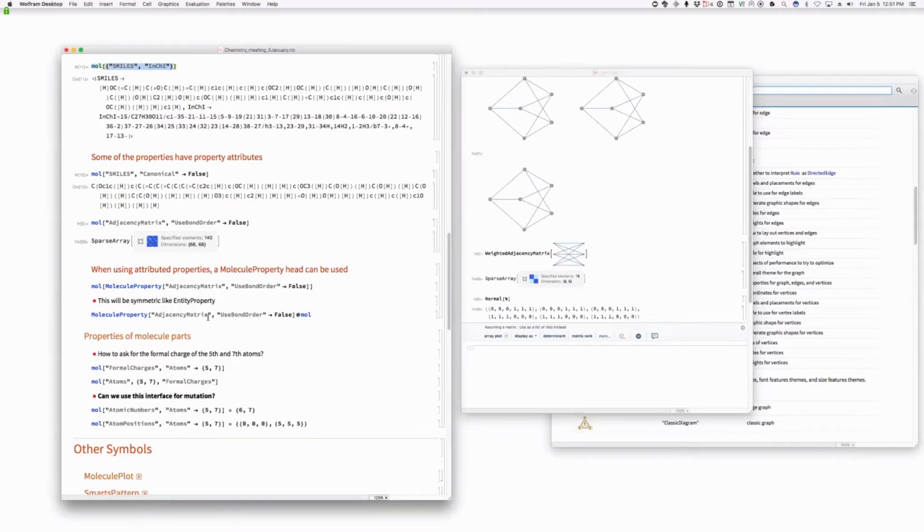I don't know what use bond order is supposed to do. Should I be looking at that? Well, if you ask, it would be the difference between the weighted adjacency matrix and the adjacency matrix. If you don't use the bond order, then it would be all ones and zeros for the adjacency matrix. Oh, I misunderstood the word order and was thinking it was ordering as in permutation.